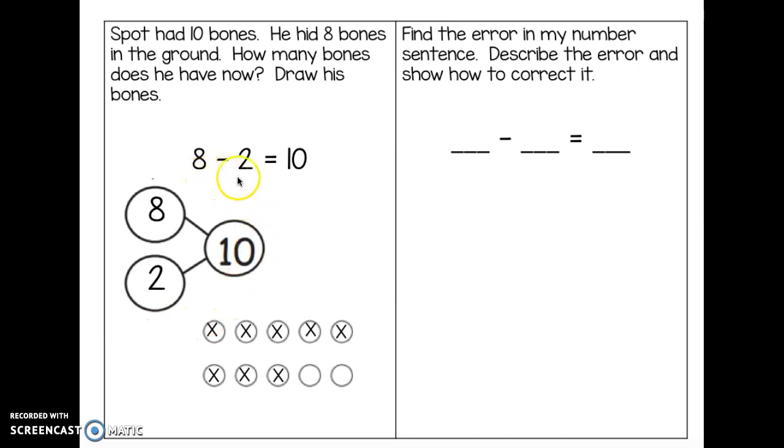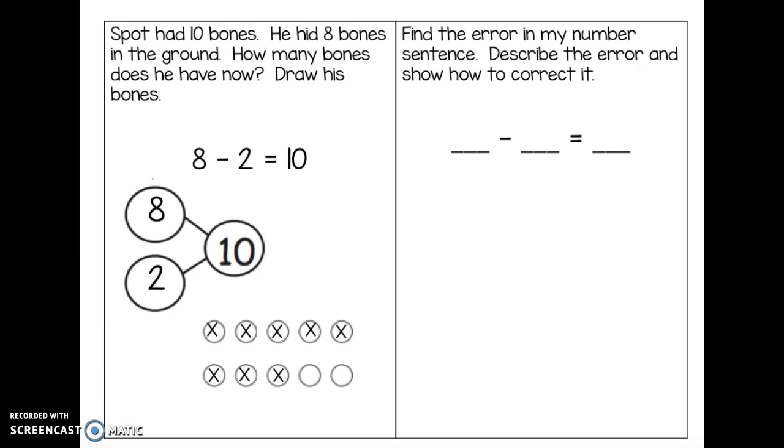Here's the number sentence that I wrote. Over here, I want you to really pay close attention to the number sentence and decide if I made any mistakes. Use the number bond and the math drawing to help you and write the correct number sentence that goes with it.